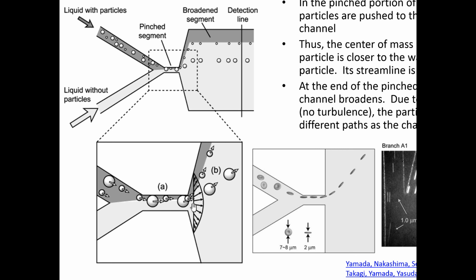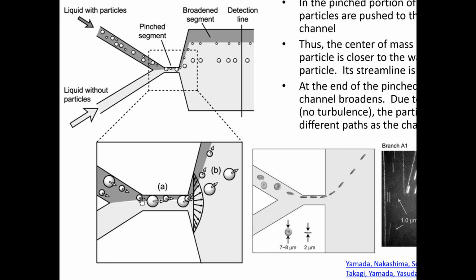Okay, when the particles are pushed up against the wall, the larger particles have a center of mass that's farther away from the channel, and the small particles have a center of mass which is very close to the channel walls. At the end of the pinch segment, where the channel broadens out, it widens up at the end, the shear forces that act on these particles is going to cause the small particles to go off into the upper stream, and the large particles are going to be forced to follow a stream that's a little bit further down. The reason why is because you have laminar flows.